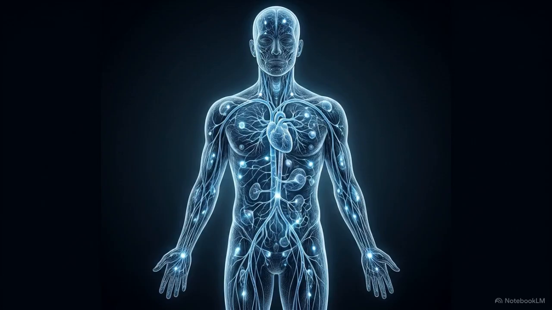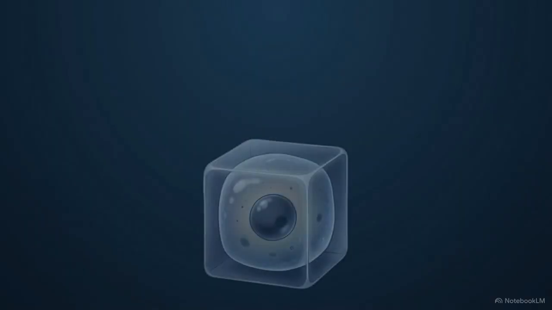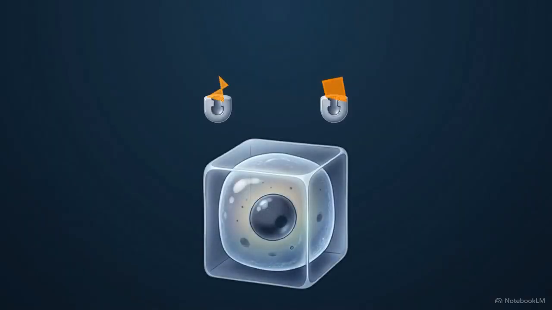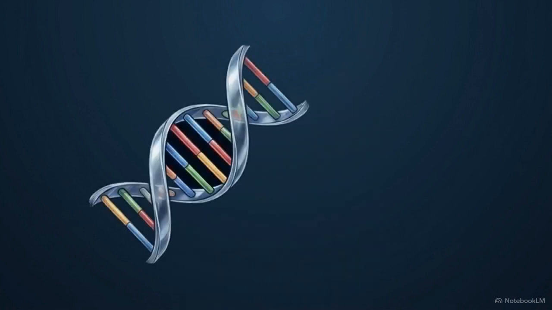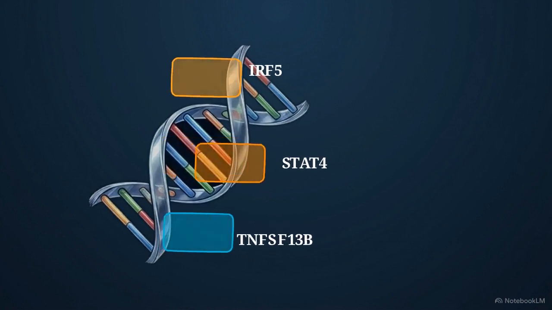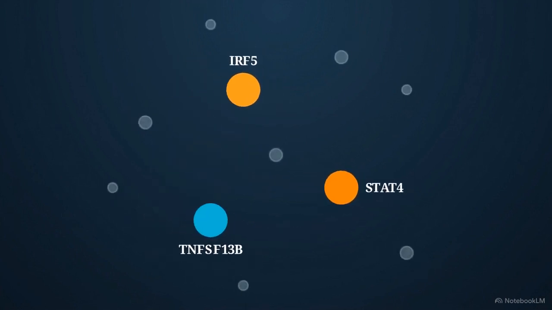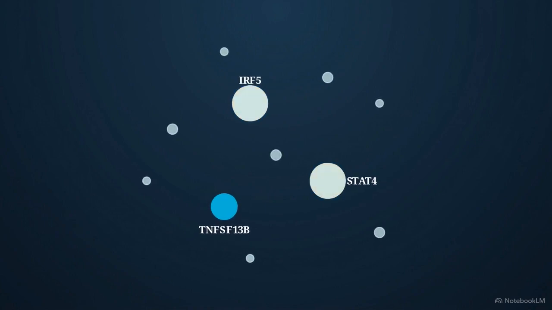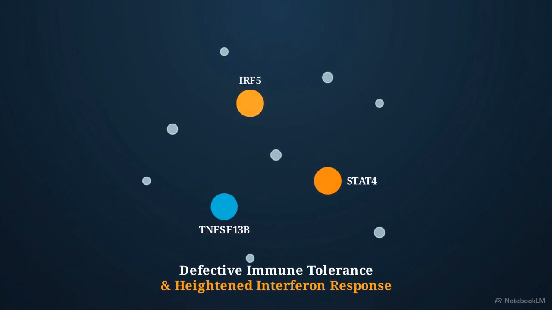Disease initiation relies on a distinct polygenic autoimmune predisposition. The strongest baseline risk is conferred by specific HLA alleles, such as HLA-DQB1 and HLA-DRB1, which facilitate aberrant antigen presentation. This animated genetic diagram details a secondary layer of risk, non-HLA susceptibility genes. Loci containing IRF5, STAT4, and TNF-SF13B predispose the patient to defective immune tolerance and a heightened interferon response.